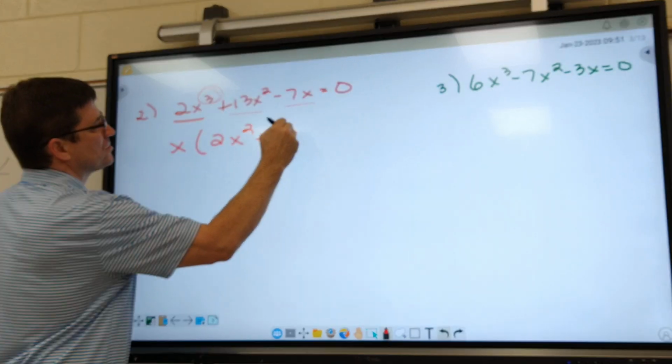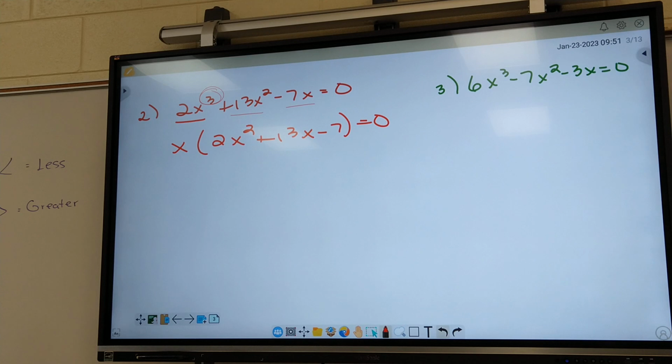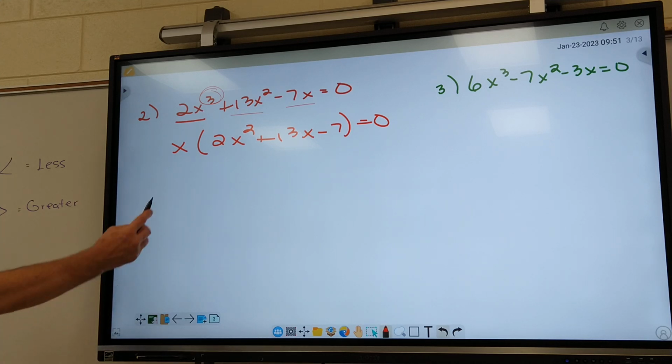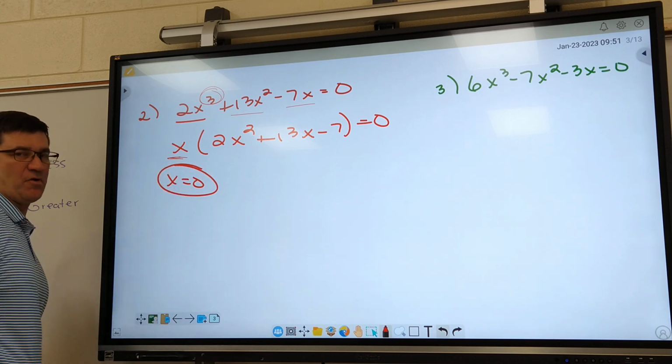2x squared plus 13x minus 7. So take an x out of each term. Just subtract an x away from each number. All right, these are rarely missed on the test. Because now, for your extra answer, all you have to do is take this x that's out front. That gives you 0. That's your first answer.